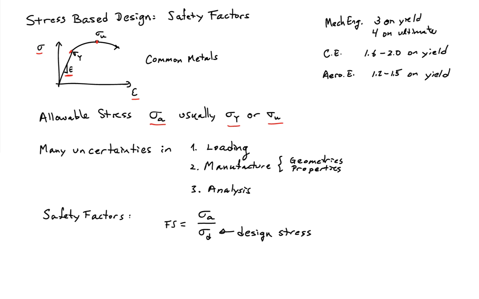The reason for those low values in the aerospace industry is that if you use larger values, then things like planes will be too heavy because the proportions of the members will be rather large. So they work very hard to get their analysis done right. They work very hard to get their manufacturing and their properties done well so that they can work with smaller safety factors.